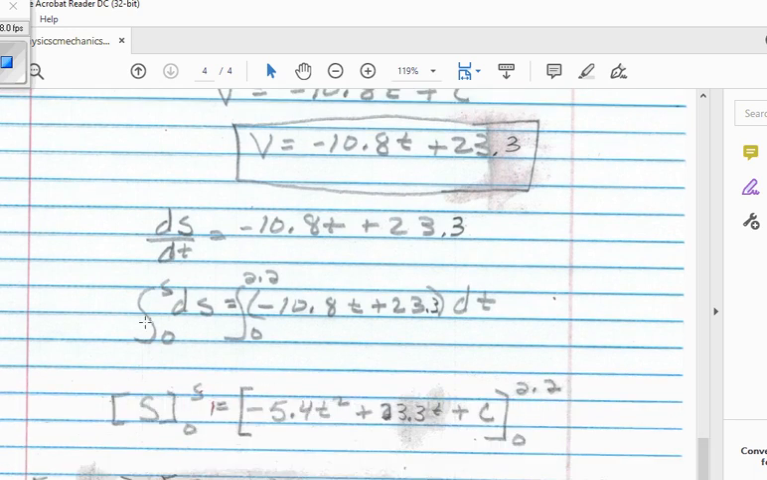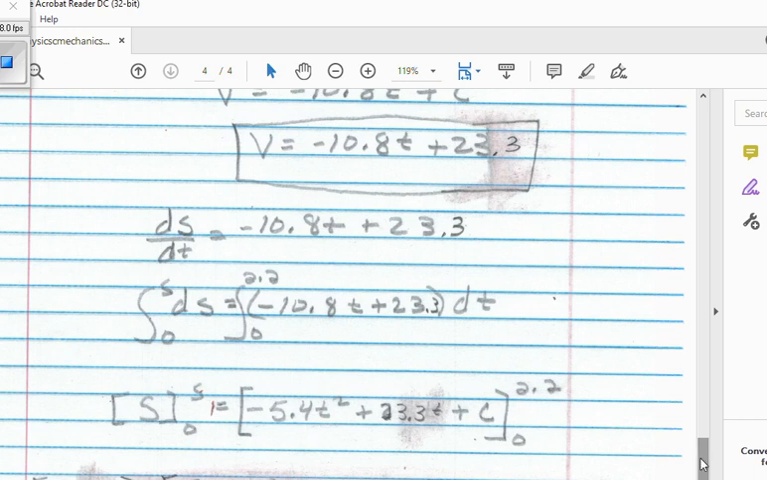The antiderivative of ds is just s, evaluated from 0 to s, which equals the antiderivative of the right side: negative 5.4 t squared plus 23.3 t plus c again. But we're doing a definite integral from 0 to 2.2, and I know that my c will subtract off.